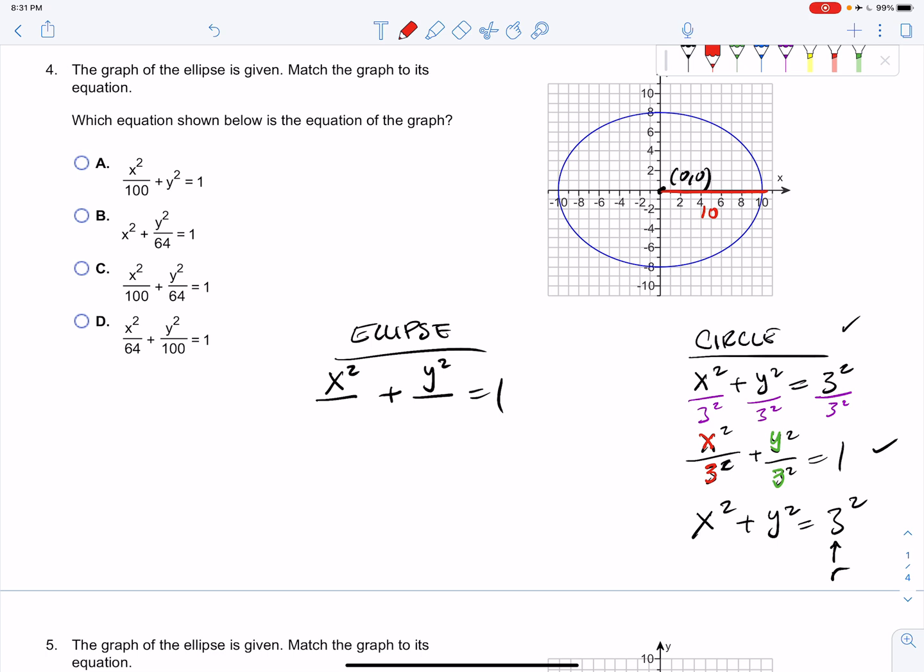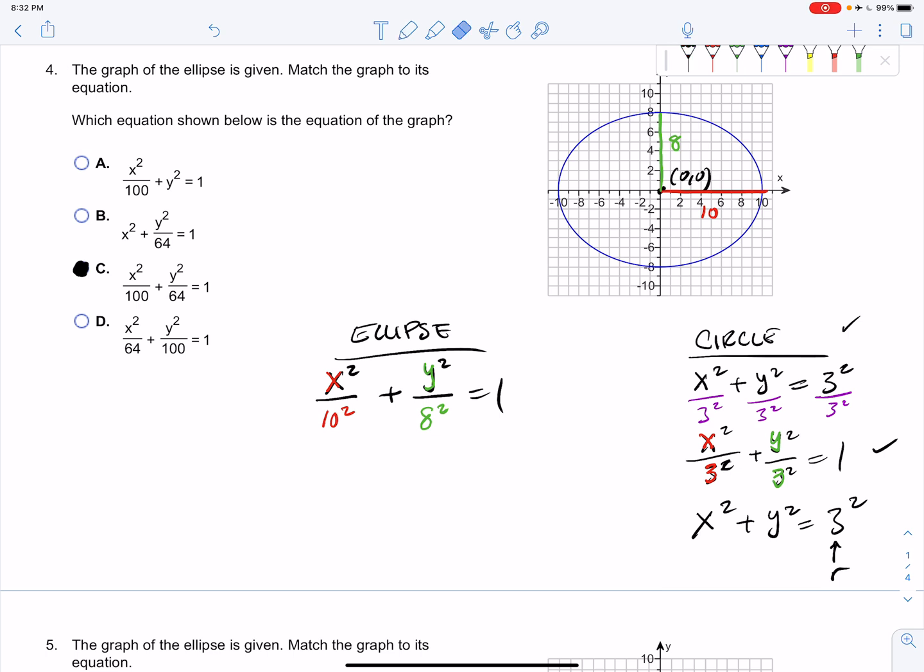So associated with our x, which is our horizontal, under the x would be 10 squared, kind of like we have with our radius with the circle, r squared. And what is associated with y? Well, y is our vertical up and down, and you can see the y has a length of 8. So under the y squared would be 8 squared. And so this is what it would look like. And what particular equation goes with that? x squared over 100 plus y squared over 8 squared, which is 64. This is C, so the answer is C.